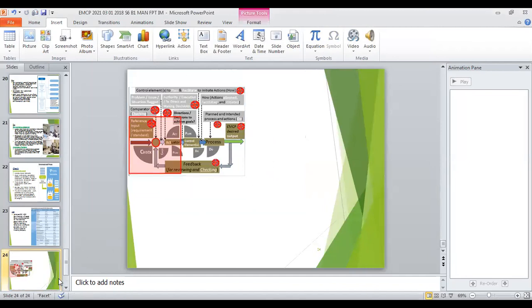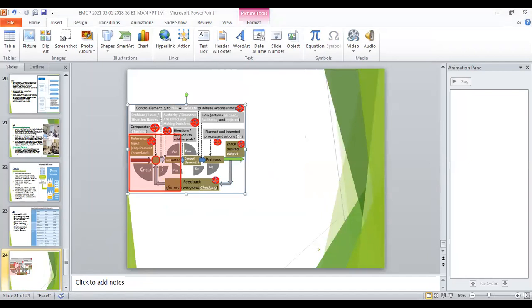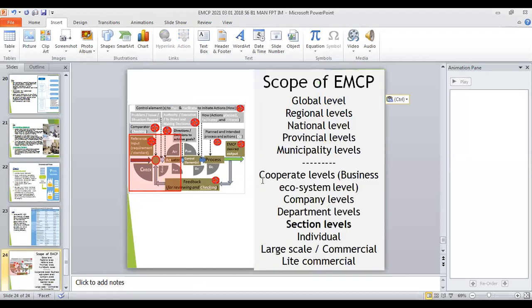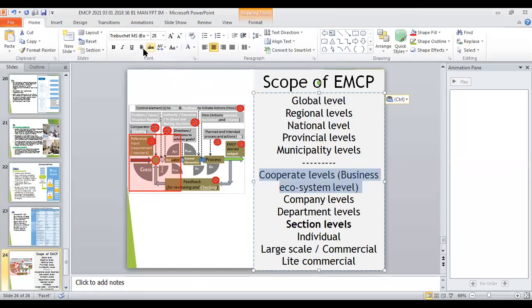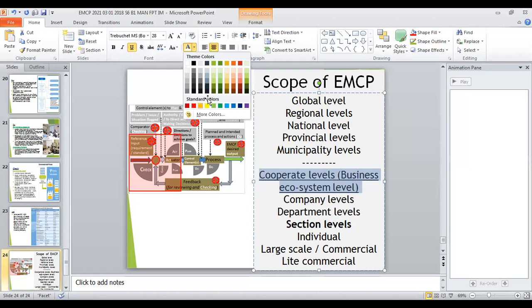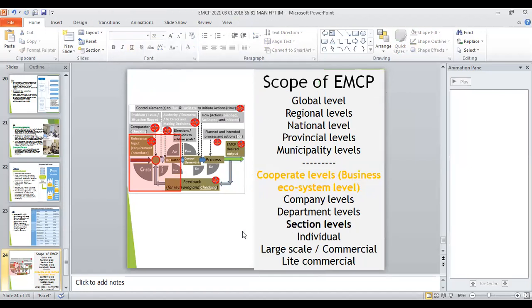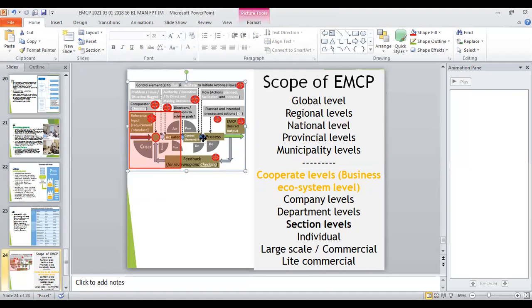In the Toyota example, we notice that this is mainly for the corporate levels. So that is what we have noticed. Toyota is corporate level. So I underline here, corporate level. Okay, so in the Toyota case, what we have seen is corporate level.